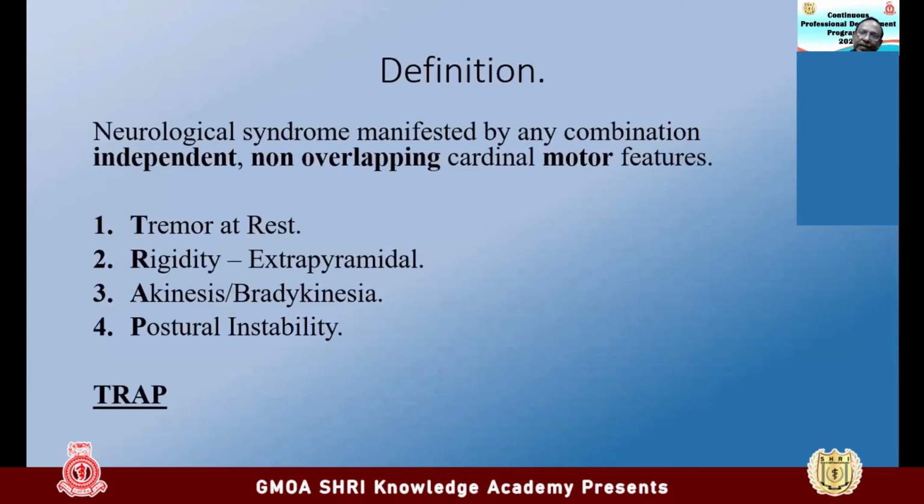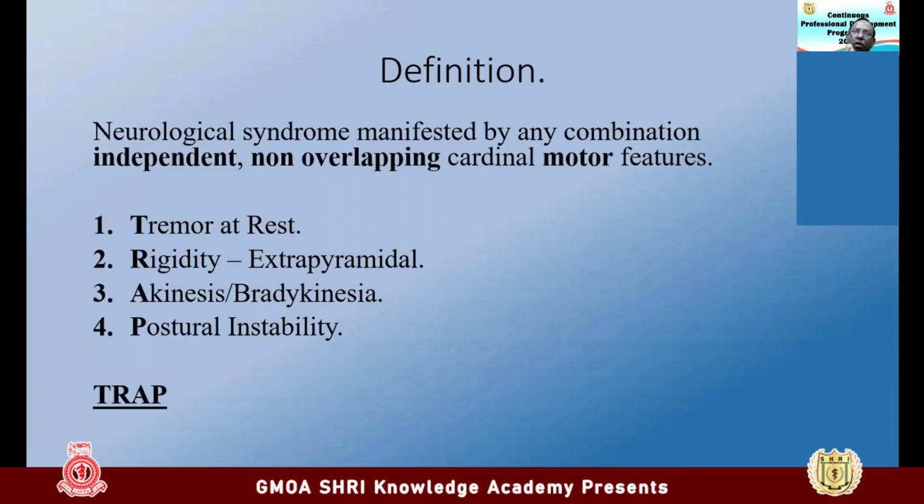So what is Parkinsonism? It's a condition. It's a neurological syndrome, as you all know, manifested by a combination of clinical signs. What are they? These signs are independent. That means sign A should not be there to have B, right? So those are completely independent. They are not overlapping with each other.